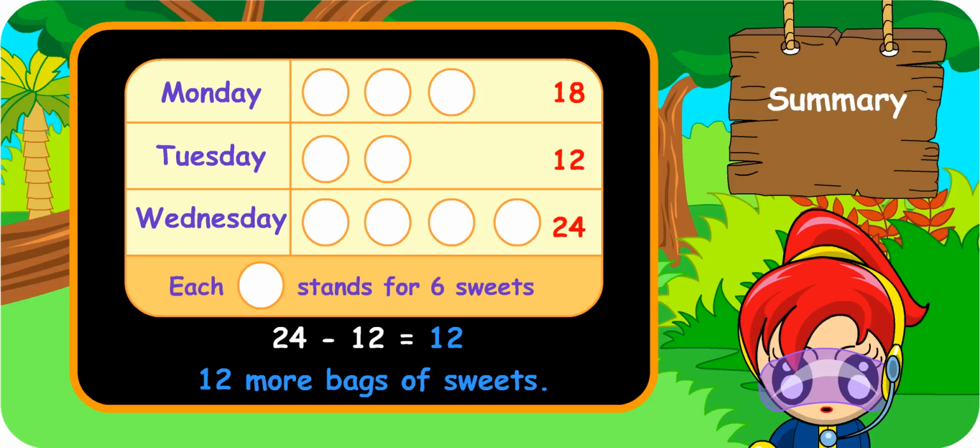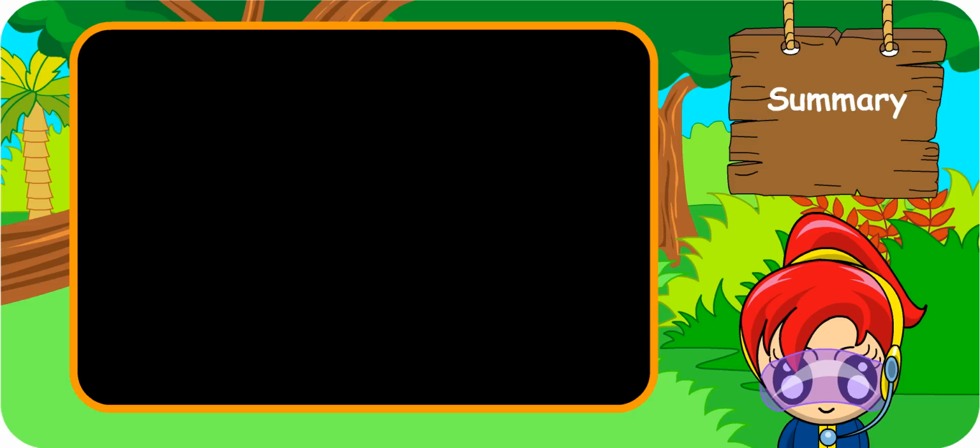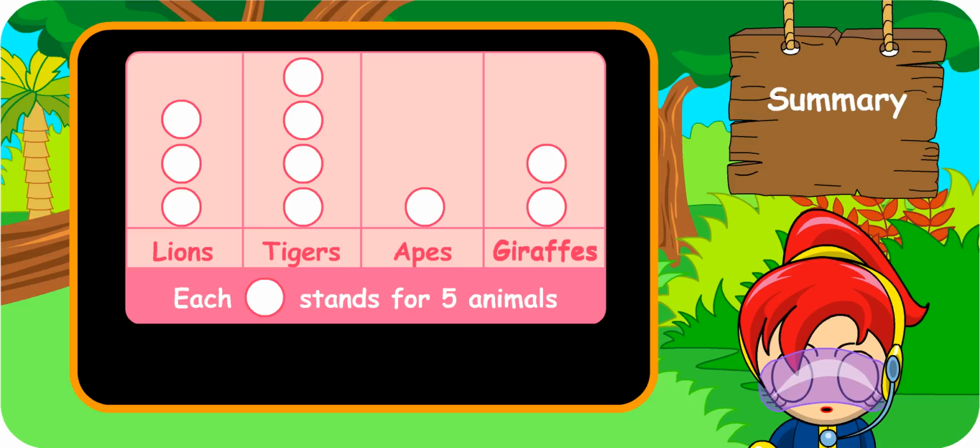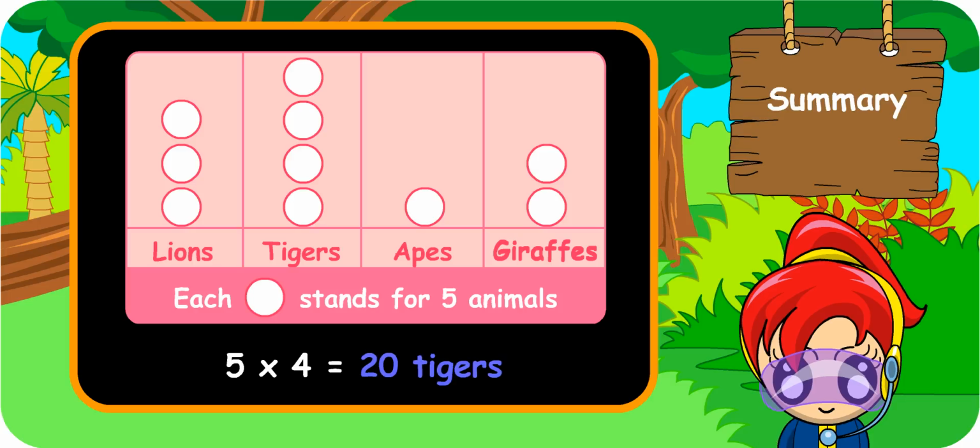I also can use multiplication and the scale to get the answers I want to find. For example, one circle stands for 5 animals, and there are 4 circles for tigers. So, I have to multiply 5 by 4 to get 20 tigers. Very good, Turbo Girl.